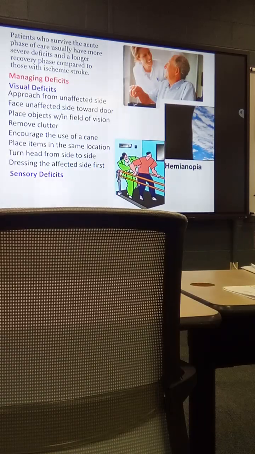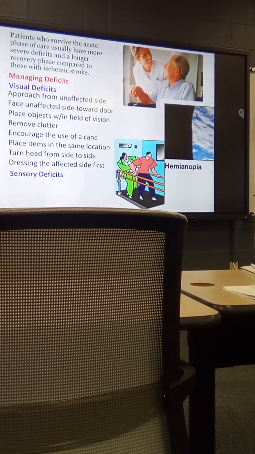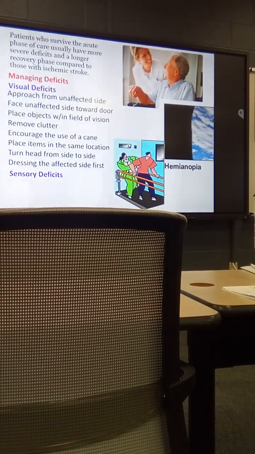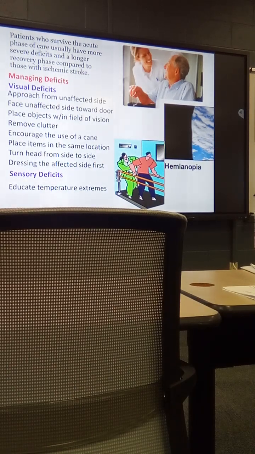Place things in their visual field, like their medications, their trays, their food. Set them up, place things in the same location, turn the head side to side and scan the area, and dress the affected side first. I already told you about that. Sensory: they might have temperature issues, so have them check their hot water. Make sure they're aware of temperature extremes.